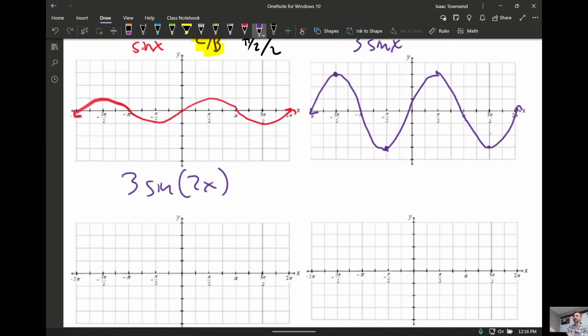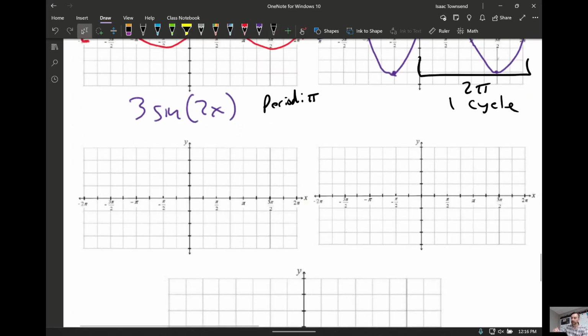And I'm working off of this now. So this guy has a period of 2 pi to see 1 full cycle. But now that b is not 1, the period is going to be pi. That's what we measured a minute ago. So I need the same pattern to now squeeze into half as much space. I'm still going to let the amplitude be 3, so I don't have to redo that. But now I want the sine pattern with an amplitude of 3 to fit in pi amount of space.